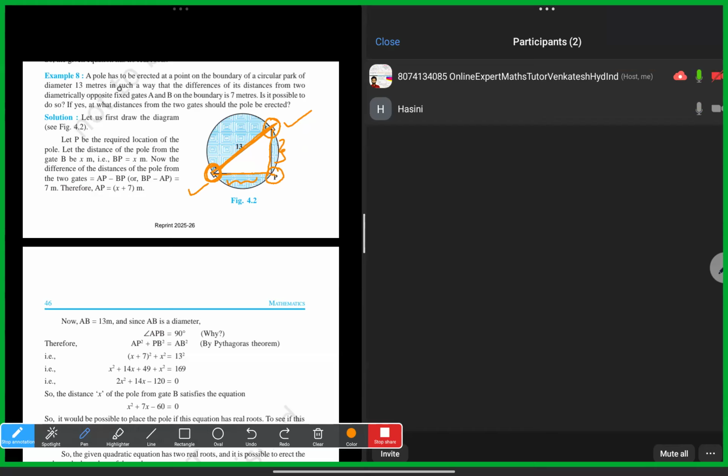They said there is a circular park of diameter 13 meters in such a way that the difference of its distances from two diametrically opposite fixed gates A and B on the boundary is 7 meters. They didn't give the individual distances, whether gate A to the pole or pole to gate B. Only the difference between those two distances is given.